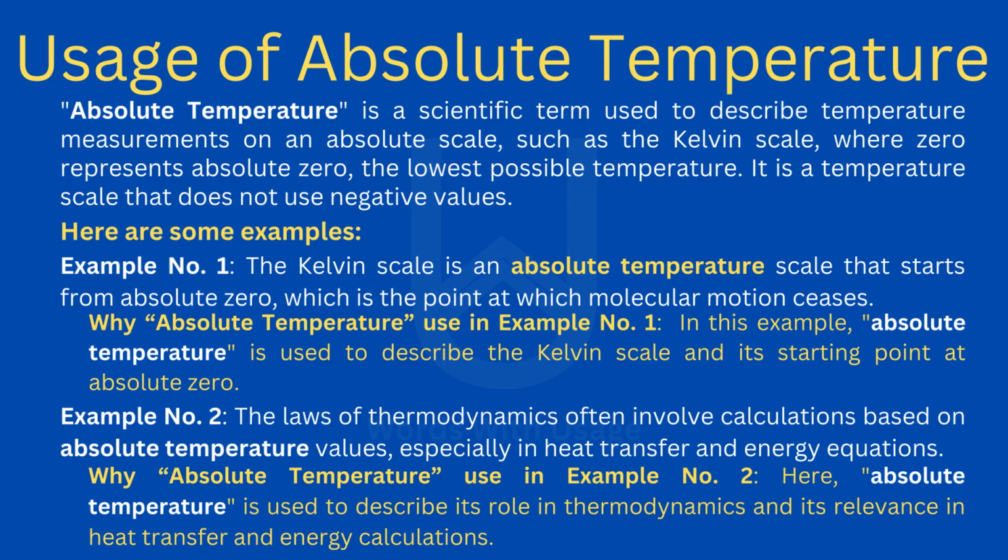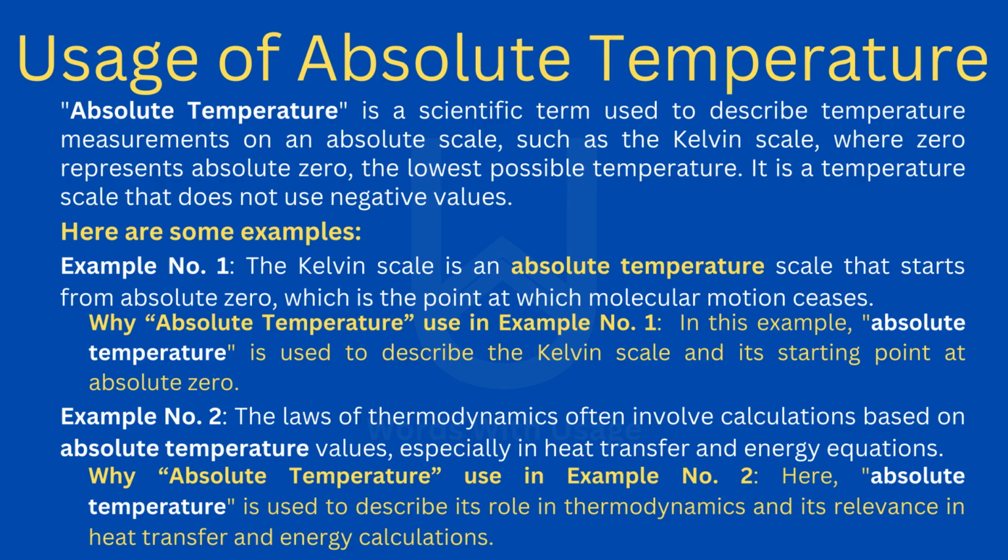The Kelvin scale is an absolute temperature scale that starts from absolute zero, which is the point at which molecular motion ceases. Why is absolute temperature used in example number 1? In this example, absolute temperature is used to describe the Kelvin scale and its starting point at absolute zero.